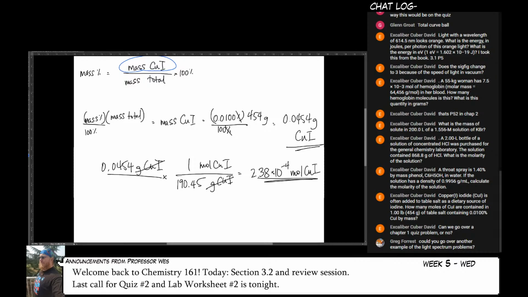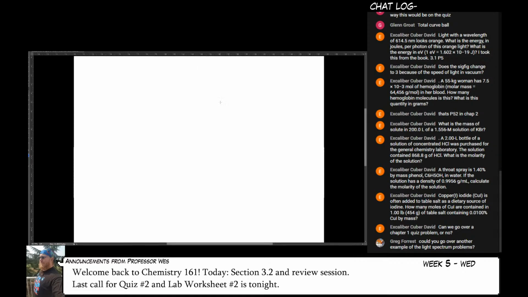Can I go over another example of light spectrum problems? I can, I just need a problem for you to give me. Like, if you know one out of the textbook that you'd like me to do, I can absolutely do it. If you aren't sure more than that, then you'll have to be more specific, I guess, is what I'm trying to go for here. Because there are many light spectrum problems, but I don't know what you mean, I suppose.